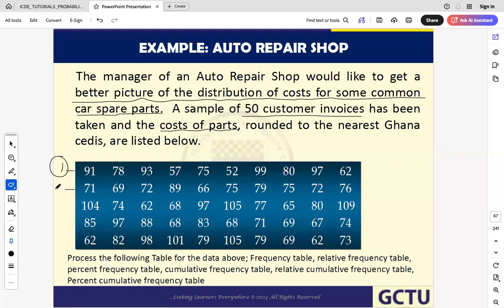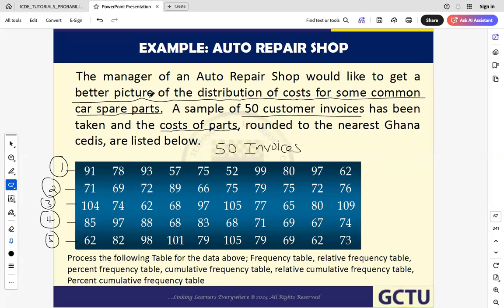Now, the manager has taken a sample of 50 customer invoices just to check the cost of the spare parts written on the invoices, where all the money has been rounded to Ghana cedis. In other words, the first invoice, the total amount on the invoice was 91 cedis. The second invoice was 71. The third invoice was 104. The fourth invoice was 85. The fifth invoice was 62. So these are for 50 invoices that he has generated from the sale of spare parts.